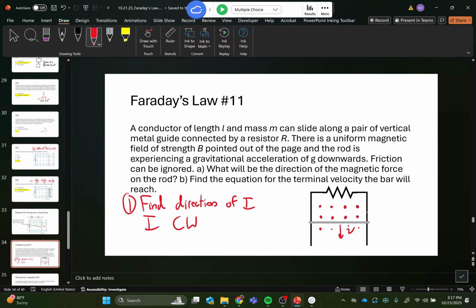So if the current is clockwise, let's just draw that on here. My next hint to you all is I have a current going clockwise. That gray bar is a current carrying wire in the presence of a magnetic field. Two weeks ago, we learned that when you have a current carrying wire in a magnetic field, it experiences a force. What is the equation for that force? So part A, what is the direction of that force? I have a current to the left. I have a magnetic field out. Find the direction of force in a current carrying wire. And then part B, what's the equation for that force?